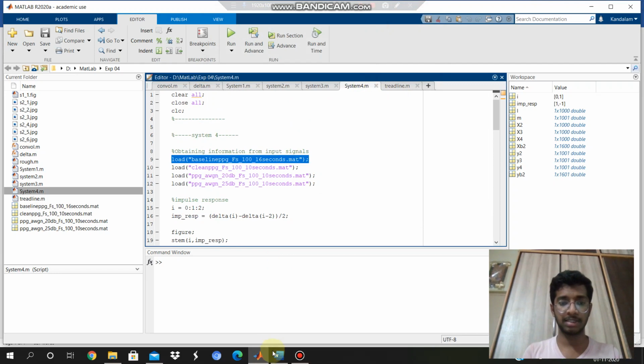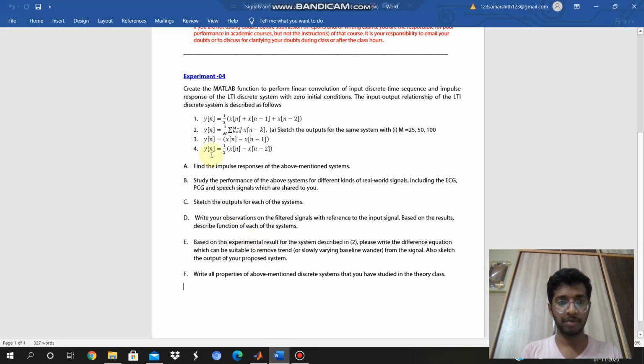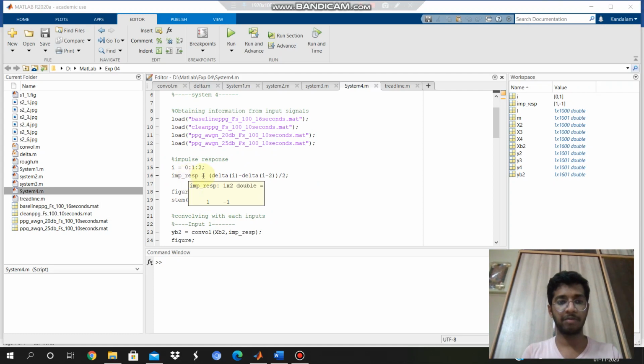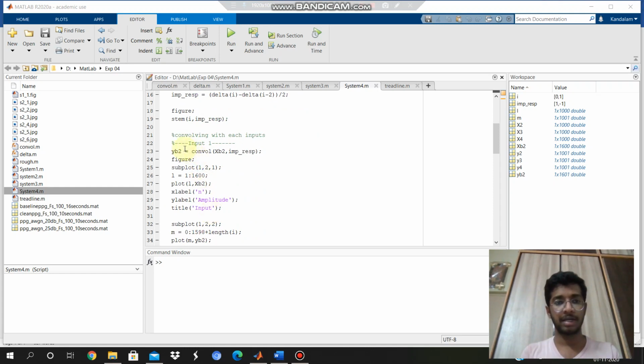Now let's consider system 4. System 4 is y of n equal to half of x of n minus x of n minus 2. We load information from the input signals, and then we will find the impulse response when the delta function is passed, and we will plot that impulse response. And next we will perform linear convolution as follows.